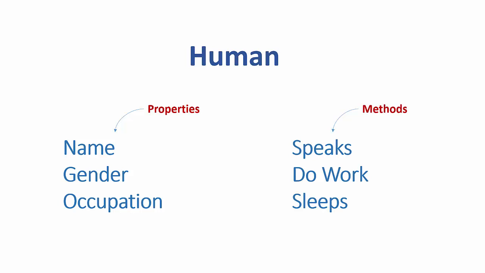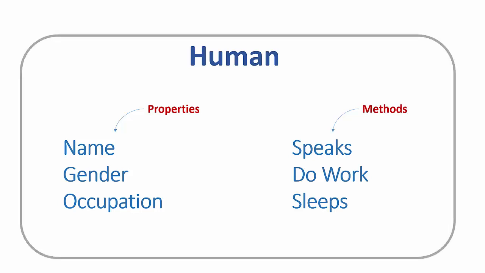Thus, properties and methods form a central entity called a class. So here human is a class which has two central components, which are properties and methods. So class is nothing but an abstraction of some entity which contains a common set of properties and methods.